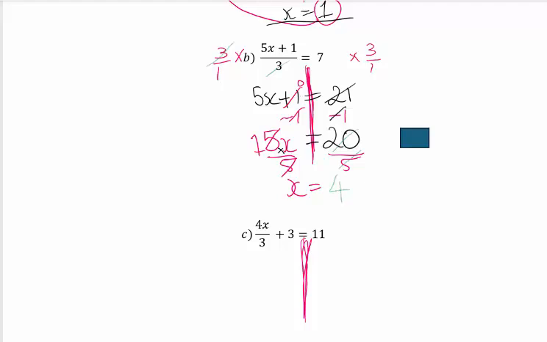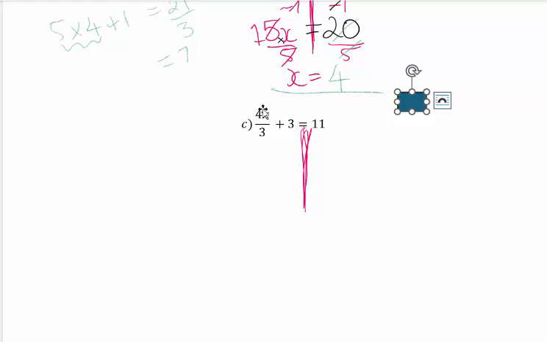Okay, so now we're going to check the answer, sub it back in. 5 times 4 plus 1. 5 times 4 is 20, 20 plus 1 is 21, divided by 3 equals 7. Yes, that worked, underline it.